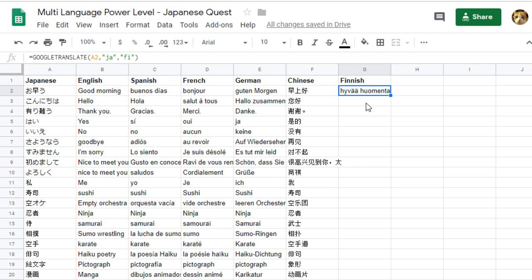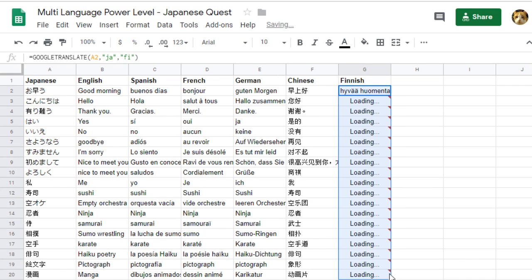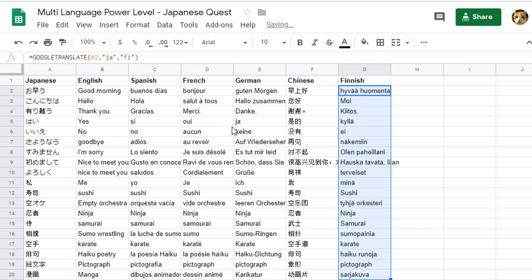Yeah, Portuguese could be a good one. Or Dutch. Here we have Finnish. Is this Finnish? Someone tell me this is Finnish. Anyway, whatever this is, I'm guessing it's Finnish. Let's hope it is. Now, we're translating from the Japanese.